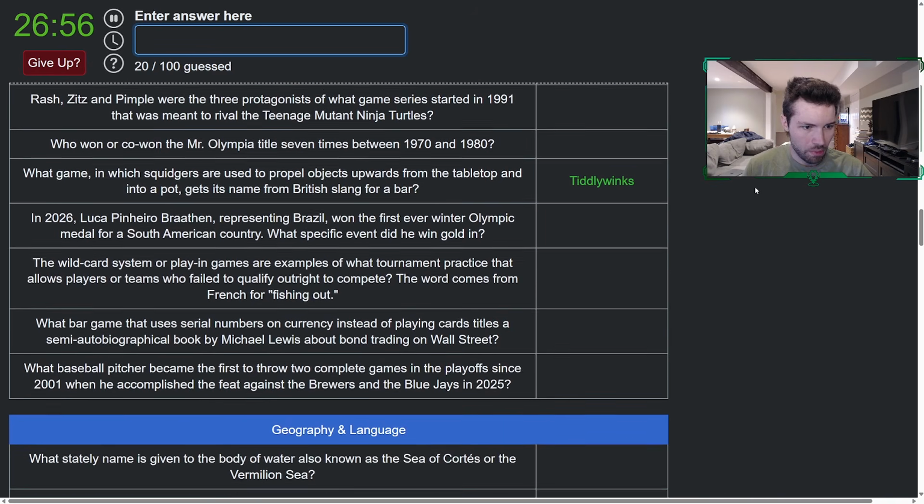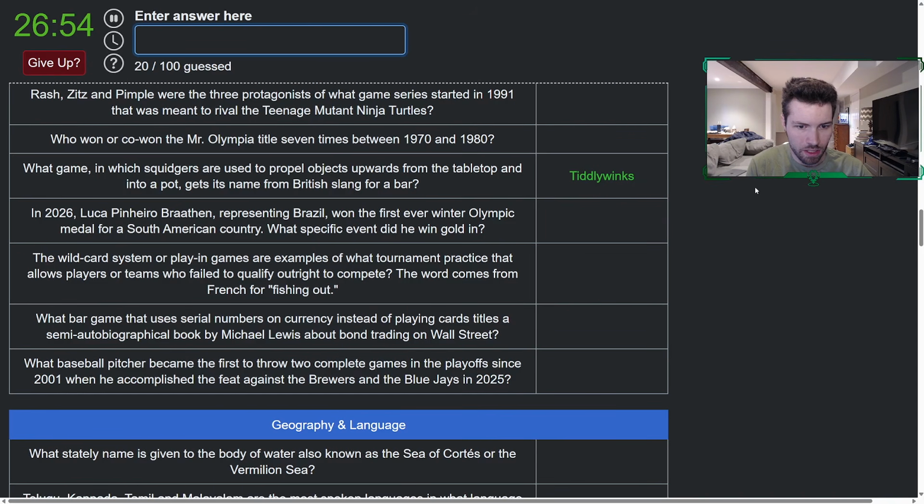I don't know it. What bar game that uses serial numbers on currency instead of playing cards titles a semi-autobiographical book by Michael Lewis about bond trading on Wall Street? Is this what Flash Boys is? Dang it. Man, I think that's a Michael Lewis book about something similar, but not this one, unfortunately. Can I name other Michael Lewis books that aren't Moneyball? I should be able to. I used to be able to. And I don't think I can anymore.